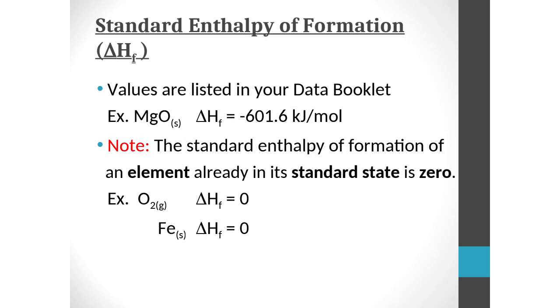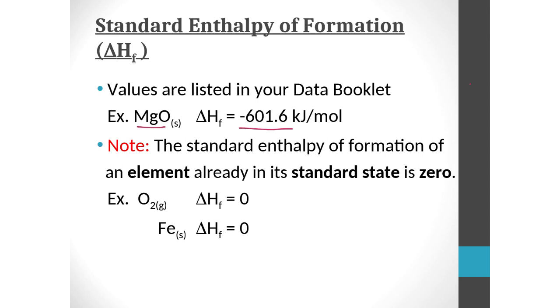So in your data booklet, you will have a chart of enthalpies of formation. You won't have the formation reactions, but you'll have all these compounds listed there. And again, we understand how we obtain these enthalpy values. It's by synthesizing these compounds. So for example, if you go to your data booklet and look up magnesium oxide, you should see an enthalpy of formation value listed there of negative 601.6 kilojoules per mole.